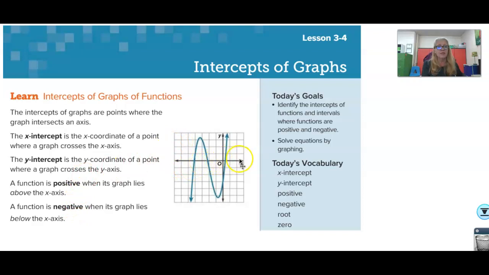Positive is anything above the x-axis. So here the function is positive between negative 2 and negative 4. It's negative between negative 2 and a half, something like that. Anytime it's below the x-axis, it's called negative. Anytime it's above the x-axis, it's called positive. Now, the x-intercepts are also called the roots, or the zeros of an equation.